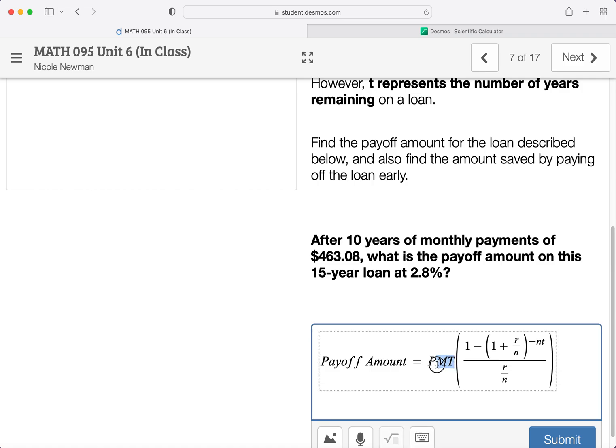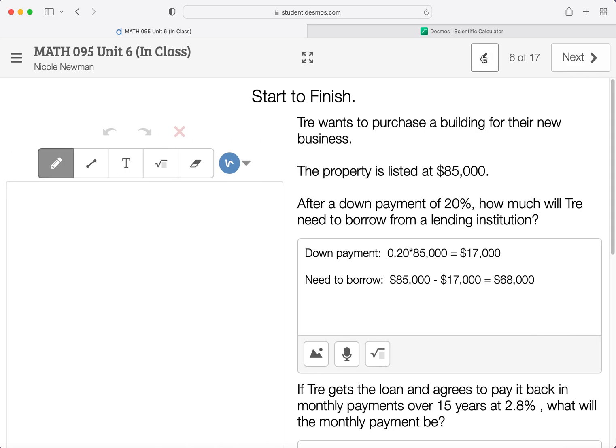If we fill this in, our monthly payment goes on the front. The interest rate stays exactly the same as what it was. Oh, I forgot what it was. 2.8%.